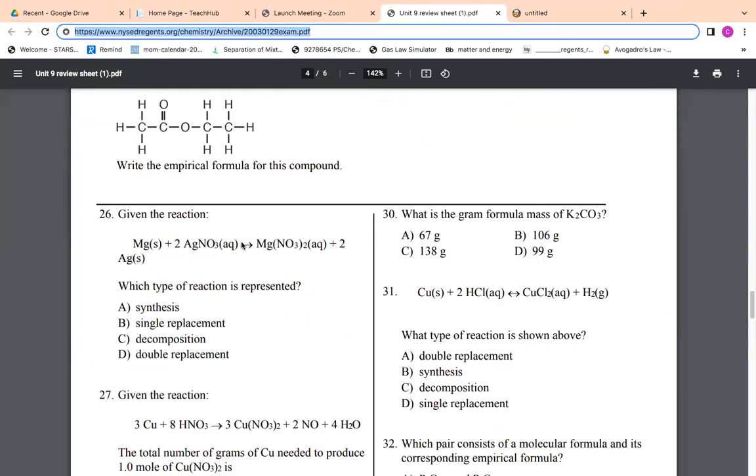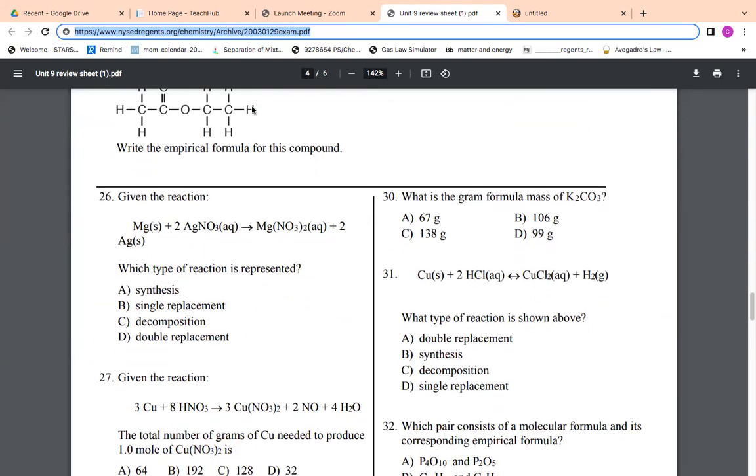Okay, number 26, which type of reaction is represented? So here I can see I'm starting off with an element, E, and I'm starting off with a compound. I also end off with a compound, and this should be over here, but I guess it got cut off. We end off with an element. If you start off with an element and a compound and end up with an element and a compound, that is like the general formula for a single replacement reaction.